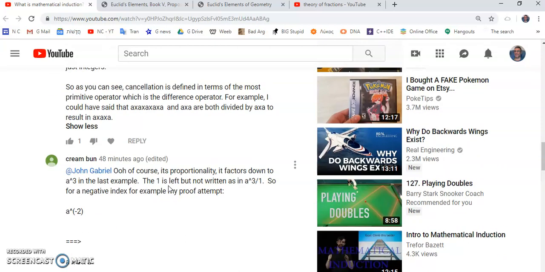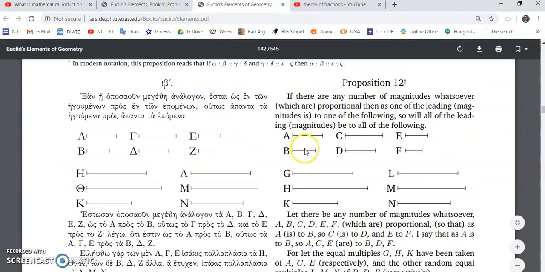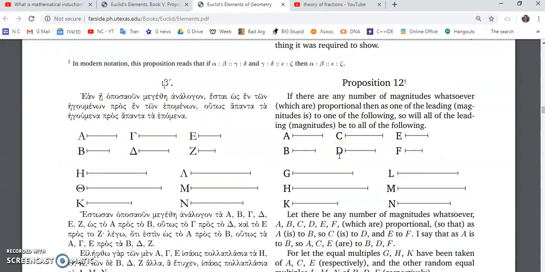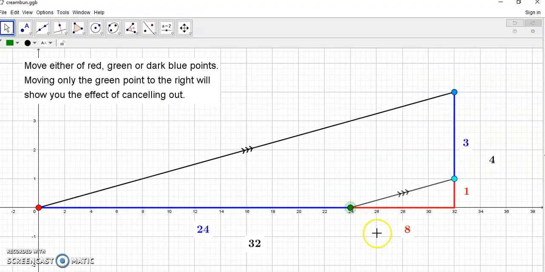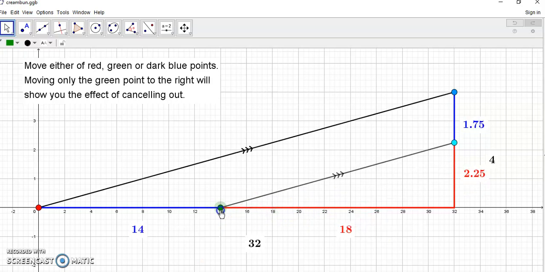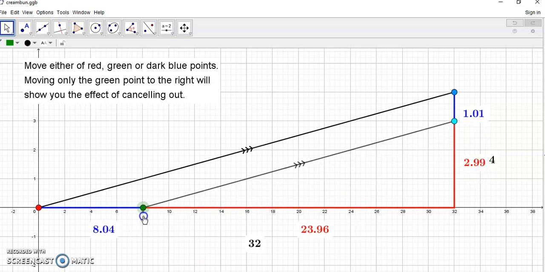So this, by the way, proposition 12 in book 5 is the theory of all fractions, right? So if you look back here again, you're not really doing any division. It's just a basic process of cancellation that's being described here.